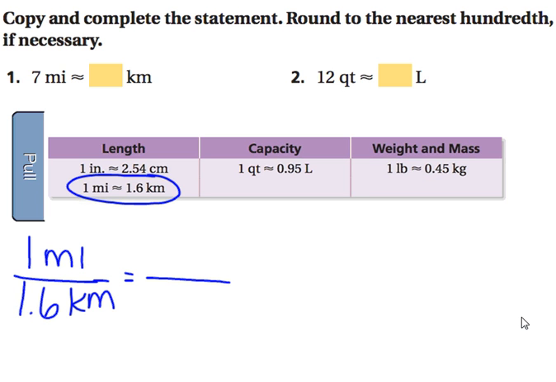So we know 7 miles and we're trying to figure out kilometers. So I'm going to line up miles with miles. So I'm going to put 7 miles in the numerator. The denominator is what I don't know, and so that's where I will put the variable. Okay, now I'm going to solve this proportion.